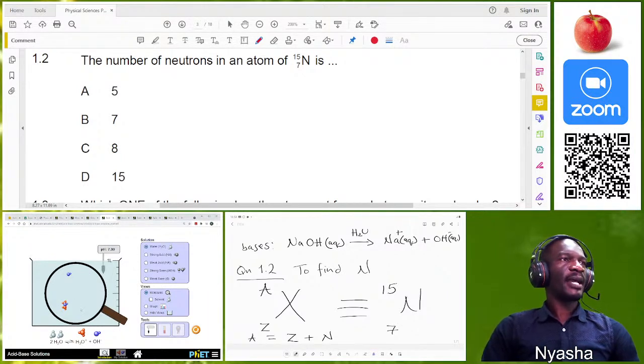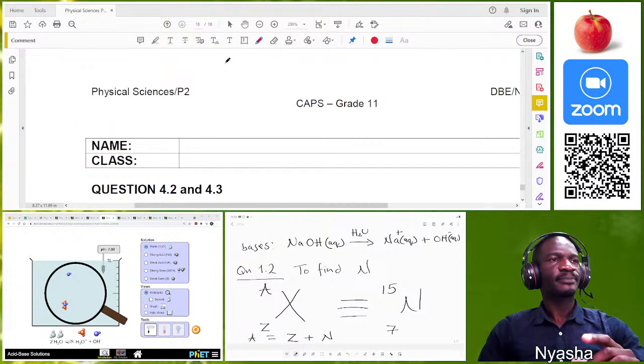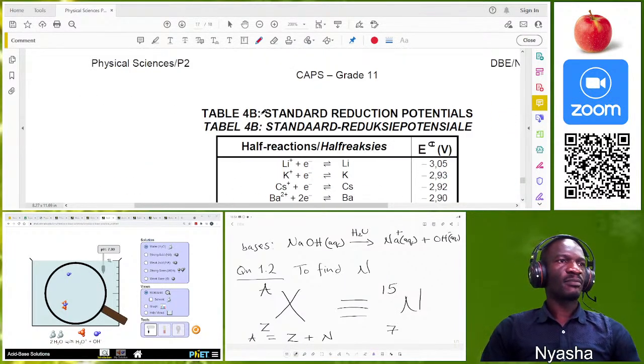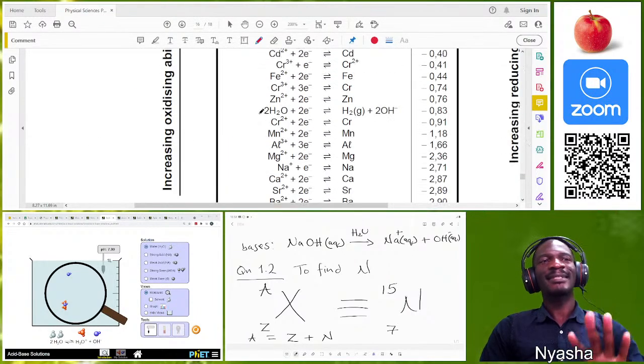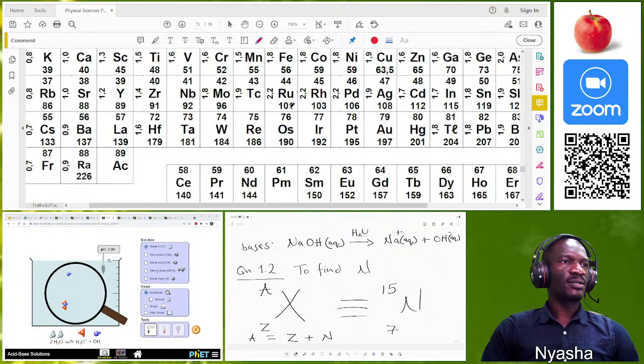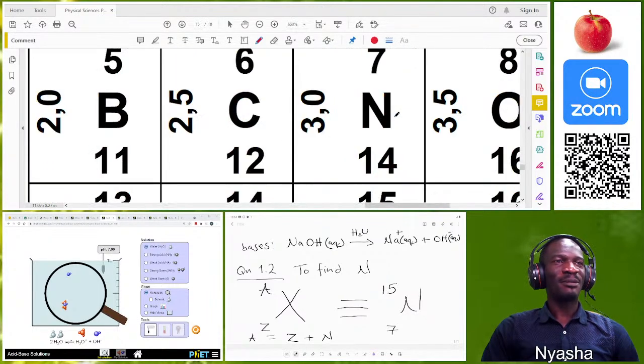We can do that by accessing the periodic table. Each paper has a data sheet. So let me just go to the very last pages, page 18. The last pages have standard potentials. So these are just data sheets, which means you can actually make use of these often so that you get used to it. So I'm just accessing this periodic table. My point of interest is nitrogen.